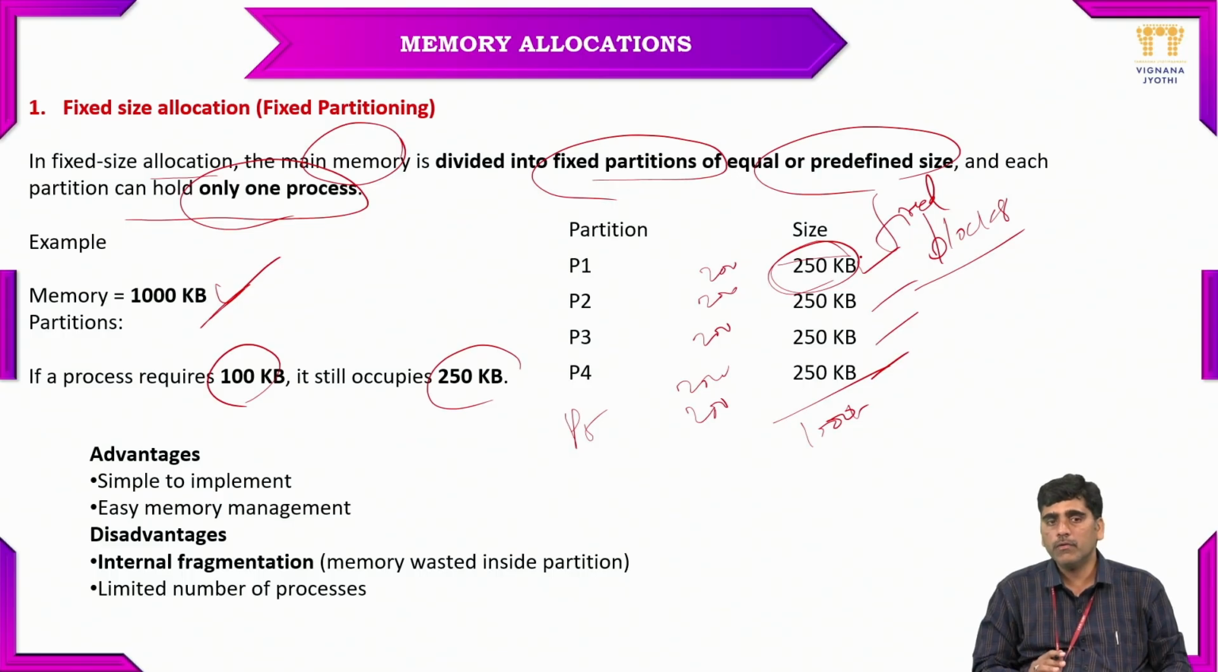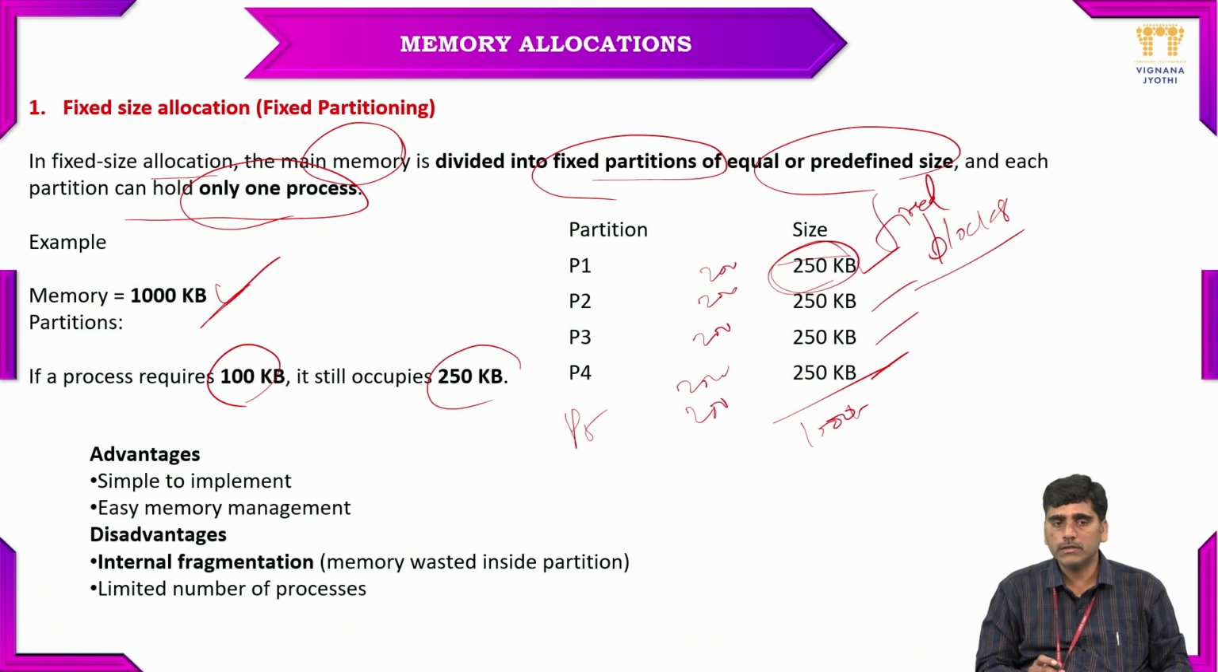The main aim of fixed sized allocation is to maintain all the fixed partitions as equal sized blocks or predefined sized blocks which are already set by the memory manager. So whenever a process comes to be allocated a block, it always checks the size of the block and the size of the process. If the size of the block is greater than the size of the process, it is allocated. If the size of the block is less than the process size, it could not be allocated for the process.